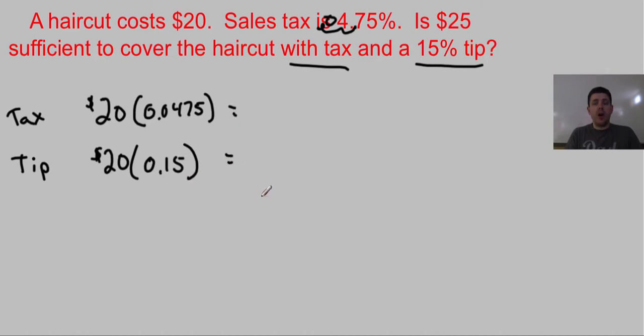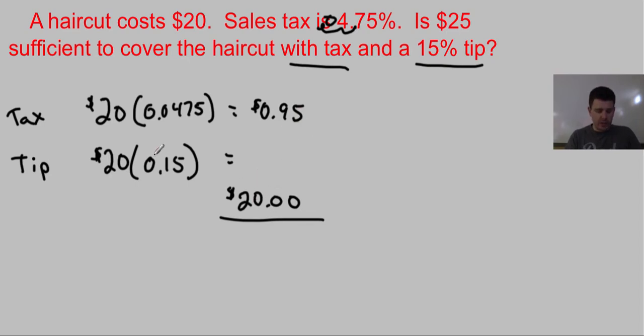And then that's all going to get added back with our total price. So we're going to do each one of our calculations, add it all together, and find our total price. So here we have 20 times 0.0475 gives me 95 cents for tax. It's a small amount, so the amount of tax is small.